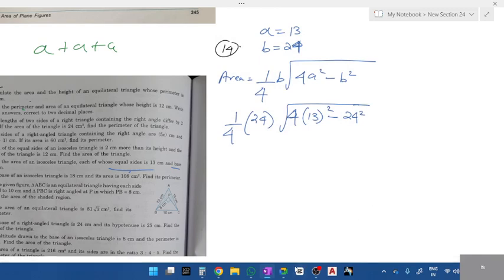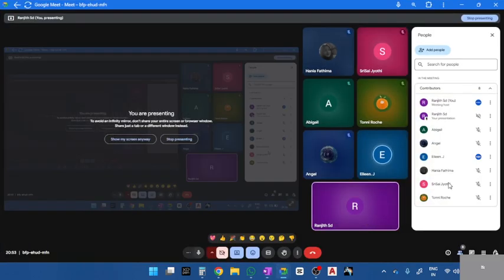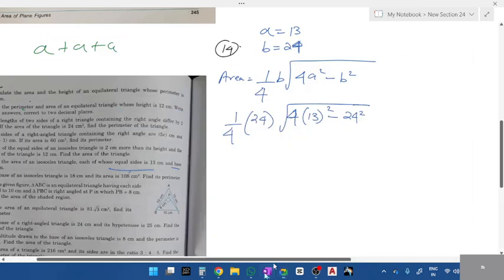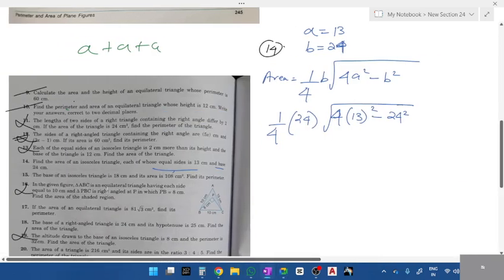Yes, Aileen, any doubt? Okay. The previous question, cancel that, Aileen. Come, start this, try this one, students. 14th one. The base of an isosceles triangle is 18, area is given, find its perimeter. Okay, another 10 minutes, then we'll end the class.